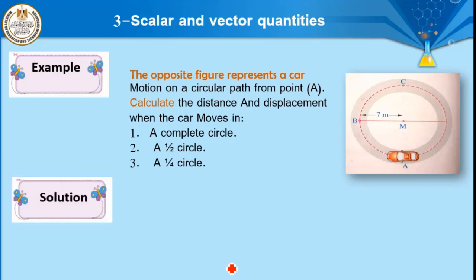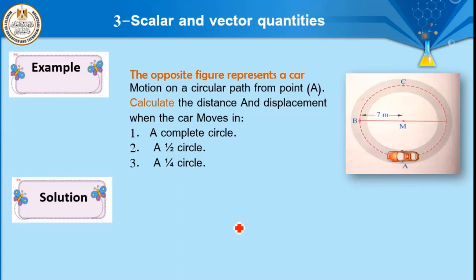To solve this problem, you must know that when the object moves in a curved line or in a circle, the distance covered by the object can be calculated by the circumference as it moves in a circular path. When it covers the distance from A to B, then to C, and returns back to A, this means that it makes one rotation, okay?